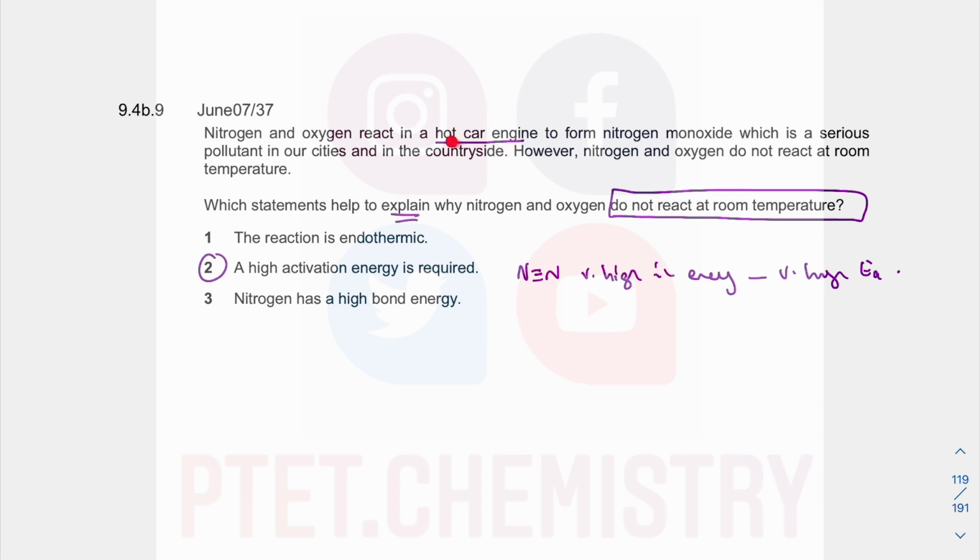Well, you need high temperature, you need a hot car engine. So the fact is it's endothermic, a higher temperature would make it more feasible and would make it more likely to happen. All right, so I guess this thing already explains the high bond energy of the nitrogen molecule as well as the resulting high activation energy. So all 3 of them are correct and relevant to whatever they're asking.